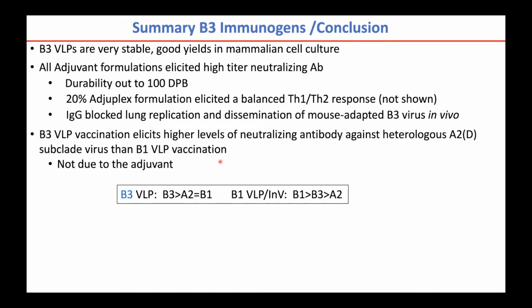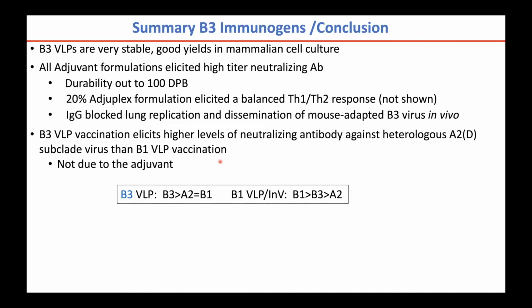So to summarize the second part of the talk, we've made these B3 VLPs. They're very stable, and we get good yields in mammalian cell culture. All of the adjuvant formulations elicited high titer neutralizing antibody, and the durability was good, at least out to 100 days post-boost. I didn't get the time to show it, but the 20% Adjuplex formulation elicited that balanced Th1, Th2 response, and the IgG that was concentrated and purified from the vaccinated mice blocked lung replication and dissemination of the mouse-adapted B3 virus in vivo.